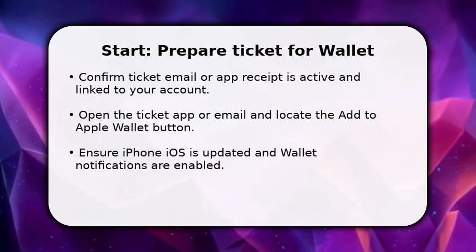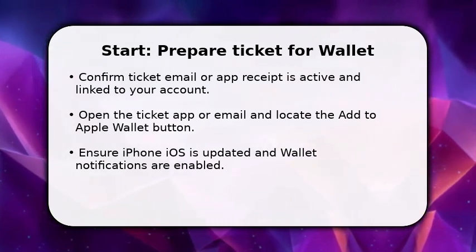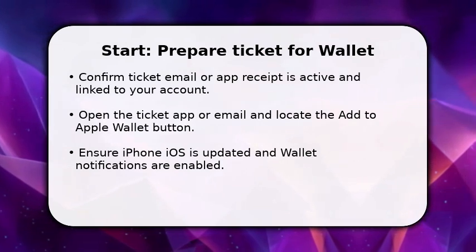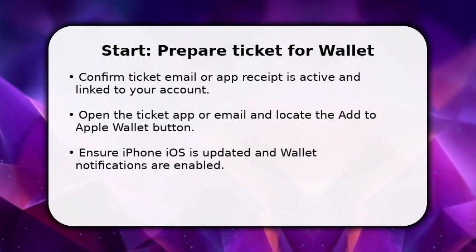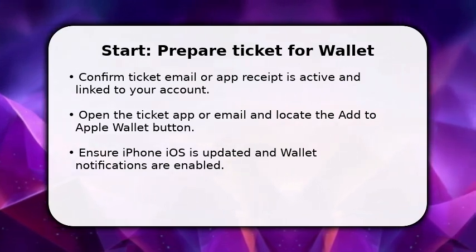Once done, make sure the pass shows the correct date, venue, and seat info. If fields are blank, return to the app and refresh the ticket. Keep the phone unlocked and wallet set to show on lock screen for fast entry.